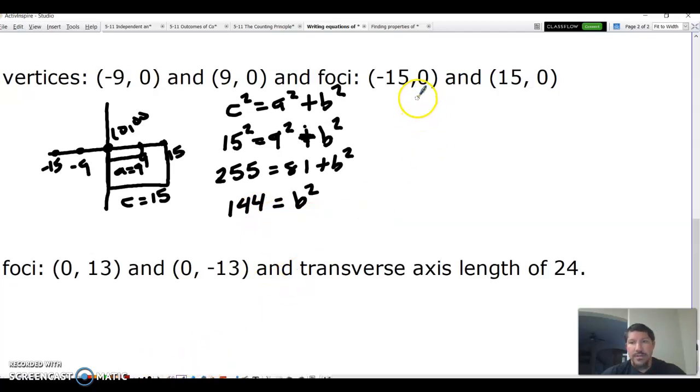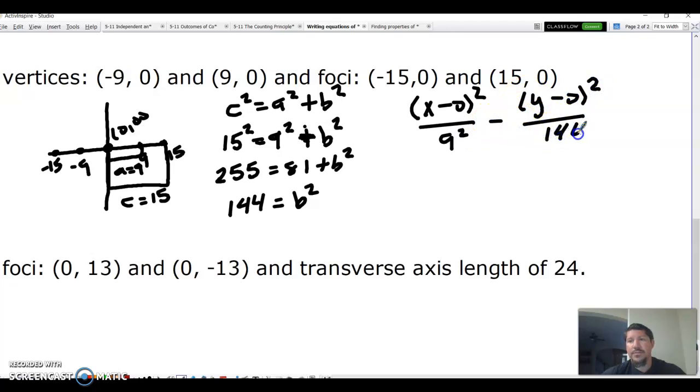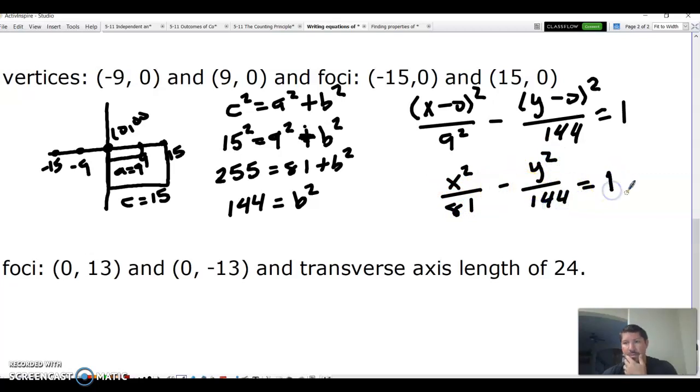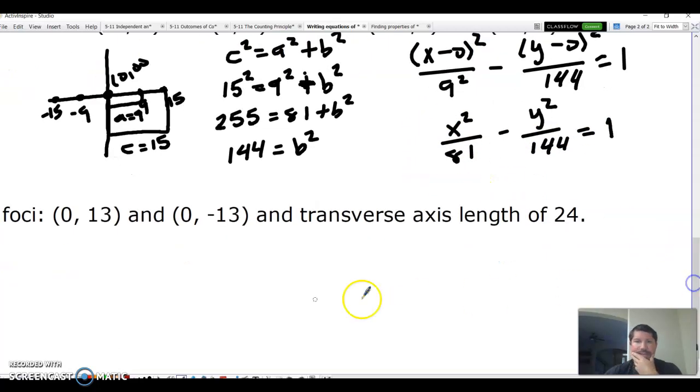So this is opening up right and left. So x minus 0 squared over 9 squared minus y minus 0 squared over 144 equals 1. So x squared over 81 minus y squared over 144 equals 1. There's your equation.